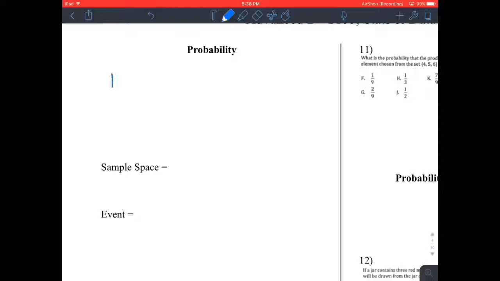Probability can be found by taking the probability of an event happening. Can be done by taking a fraction in which the numerator is the number of favorable outcomes, good outcomes if you will, divided by the total number of outcomes.